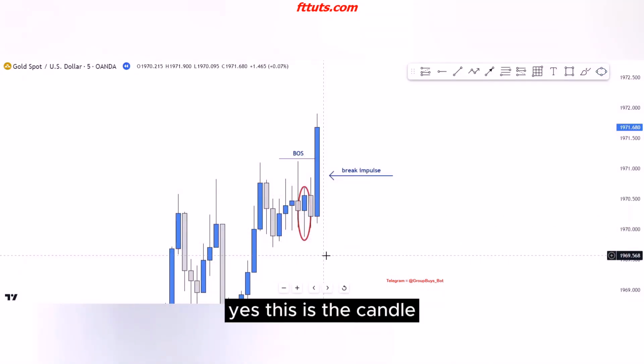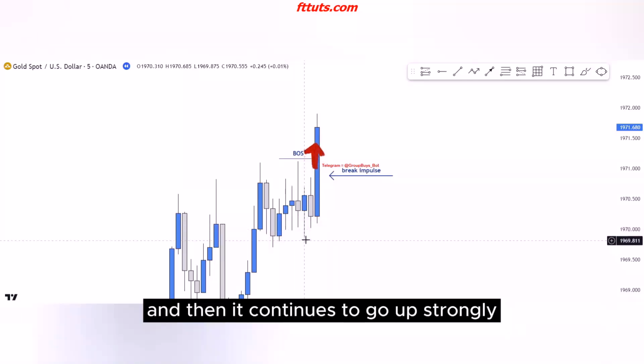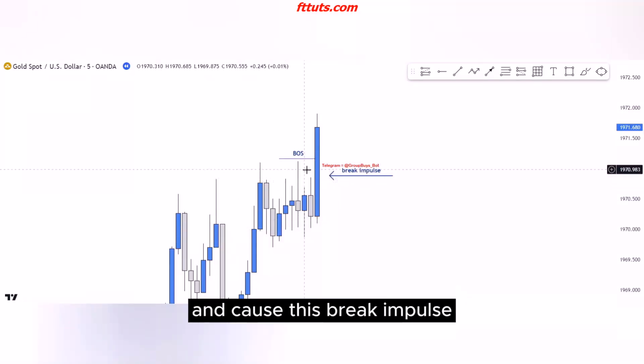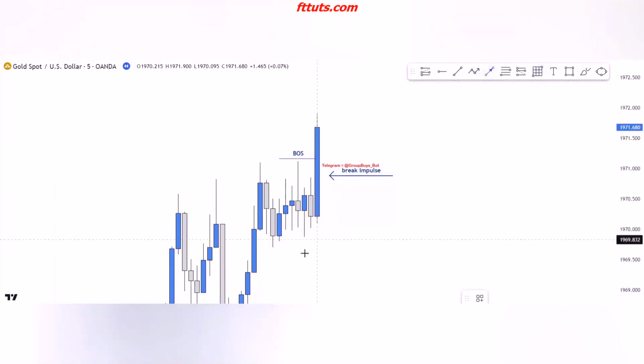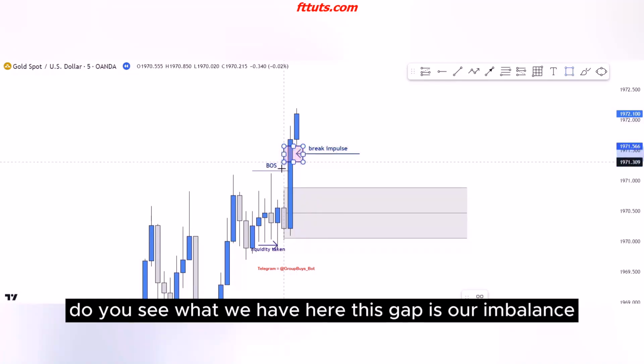Yes, this is the candle. As you can see, it literally took all the transactions that were down here, and then it continues to go up strongly and caused this break impulse, which broke the structure. This is our demand. Do you see what we have here? This gap is our imbalance.